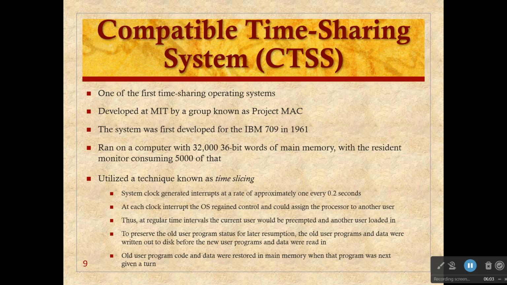A system clock generated interrupts at a rate of approximately 1 every 0.2 seconds. At each clock interrupt, the OS regained control and could assign the processor to another user. This technique is known as time slicing. Thus, at regular time intervals, the current user would be preempted and another user loaded in. To preserve the old user program status for later resumption, the old user program and data were written out to disk before the new user program and data were read in. Subsequently, the old user program code and data were restored in main memory when that program was next given a turn.